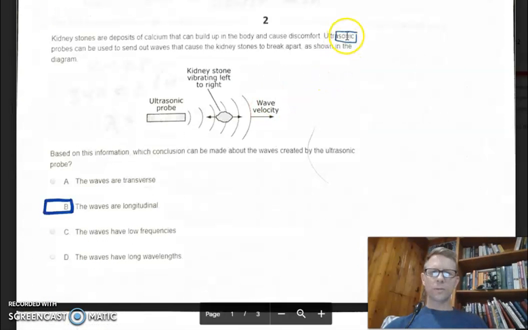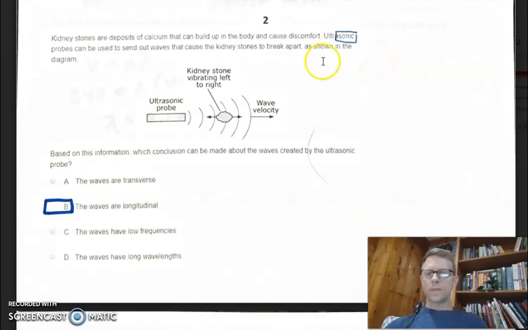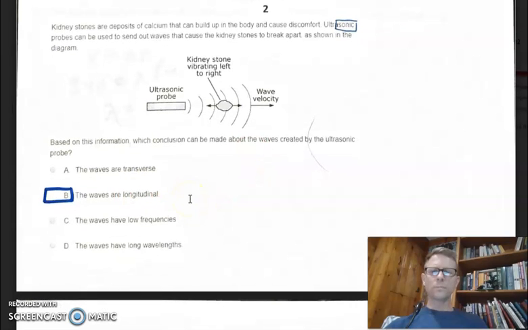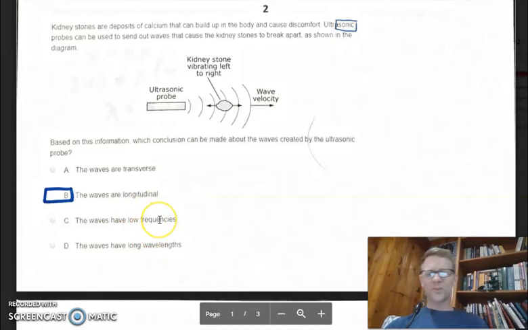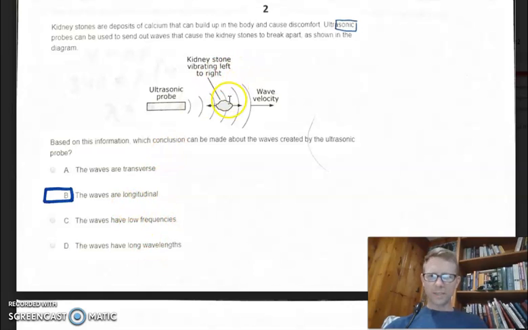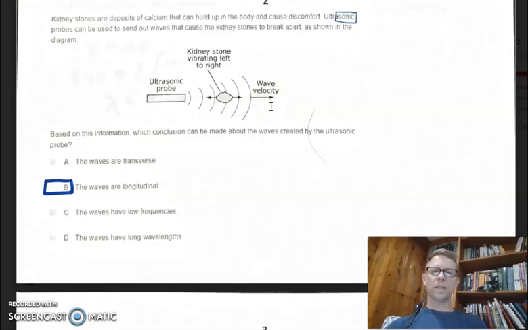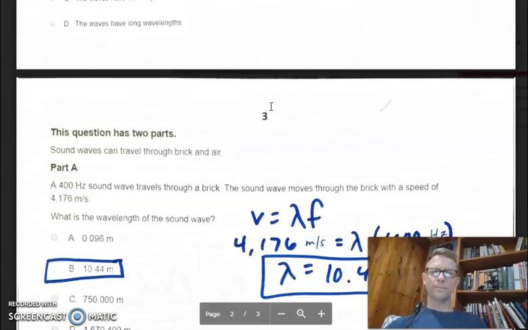When you get to number 2, you can see the word sonic. Whenever you think of the word sonic, think sound. So you know that these are some kind of longitudinal wave because they're sound. And ultra means high frequency, so it's not going to be low frequency. But the big key here is look at this vibration and how it's in the same line with the wave velocity. That's longitudinal. The vibration and the velocity are parallel.